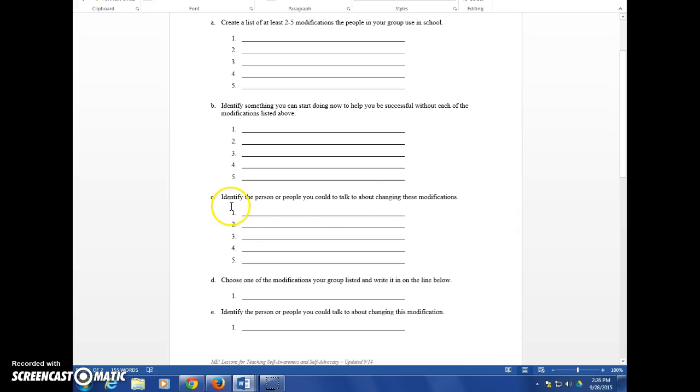Part C, identify the person or people you could talk to about changing those modifications. I don't want to give you any hints, but look around the room. There's probably someone right in the room you're in that could be number one on that list.